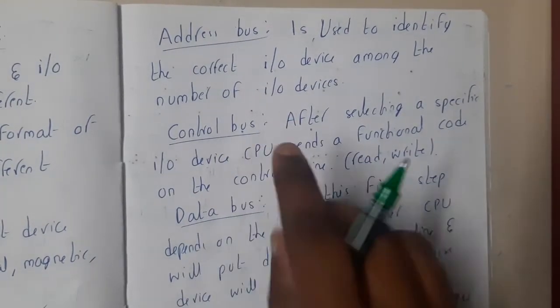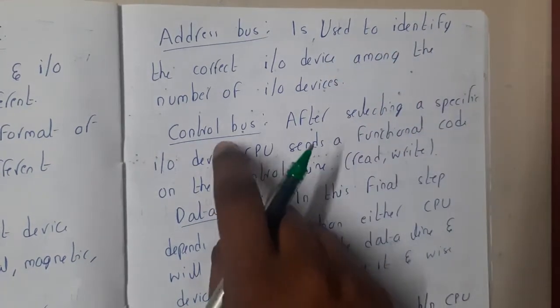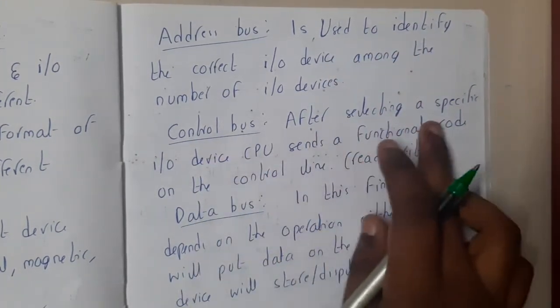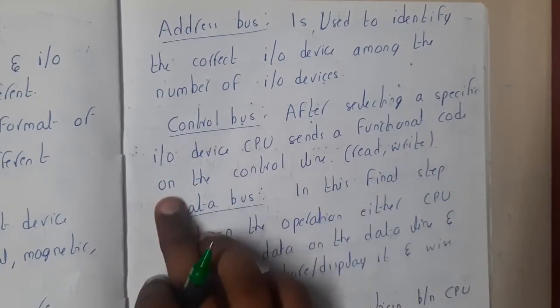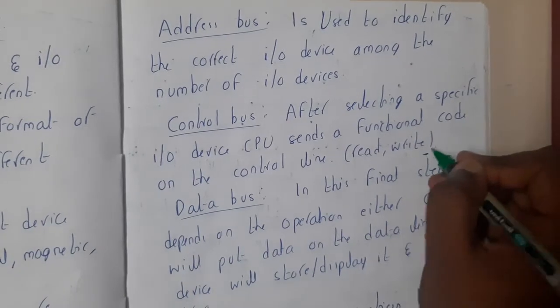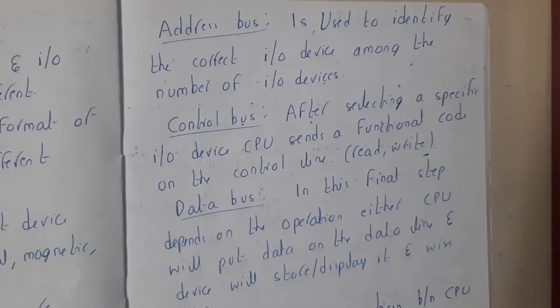Similarly, control bus. So what to do? So it might be read operation, it might be write operation. So these operations will be passed in this control bus. So after selecting a specific input output device, CPU sends a function code on the control line. So basically it is nothing but to do any kind of operation. So it might be read, write, or any other operation.